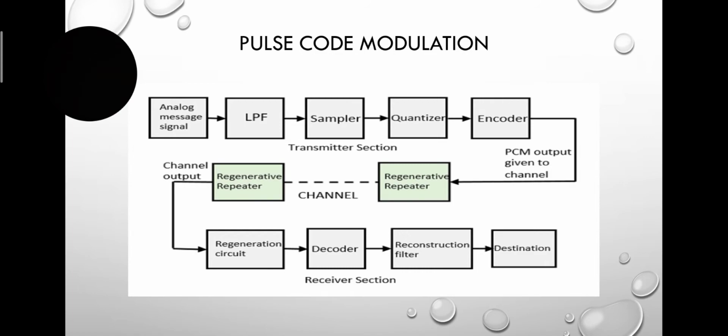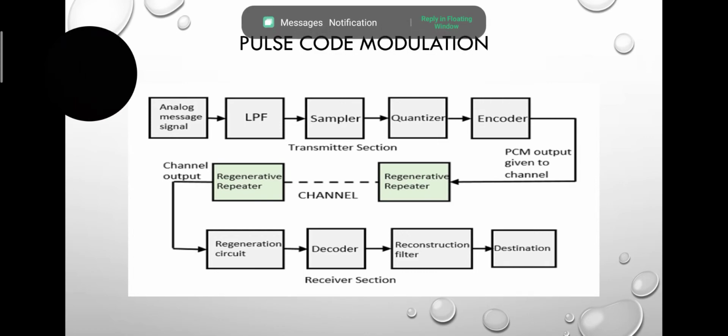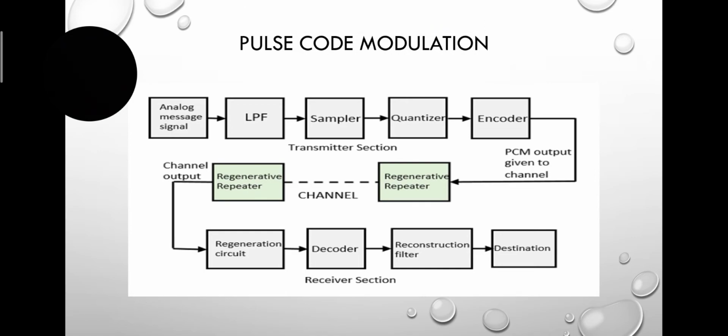The pulse code modulation block diagram consists of different blocks like analog message signal, low pass filter, sampler, quantizer, encoder, and regenerative repeater. Up to this block is the transmitter section. After that, the receiver section consists of a regeneration circuit, decoder, reconstruction filter, and destination.